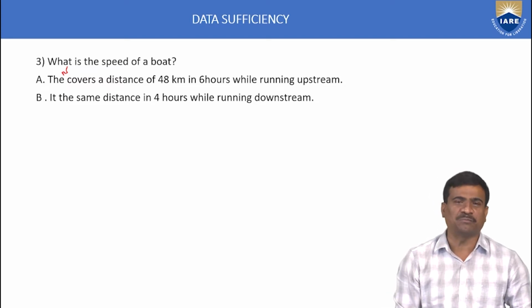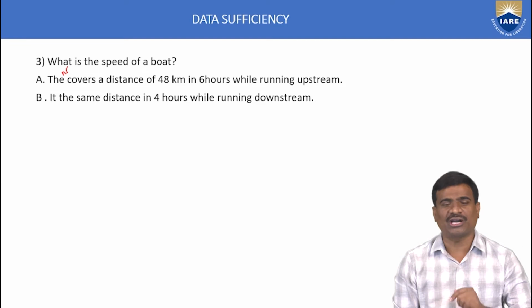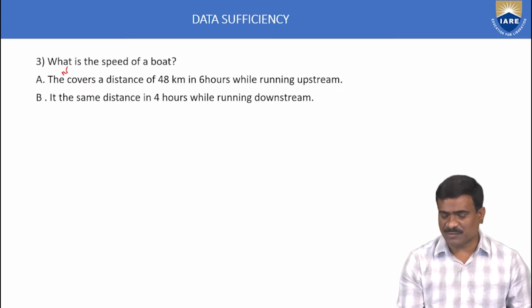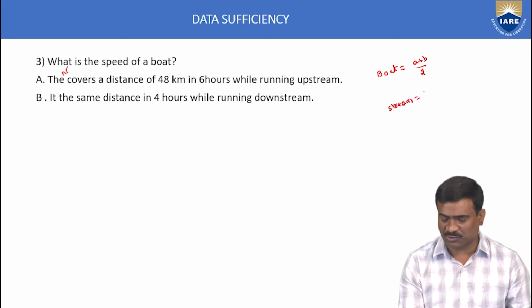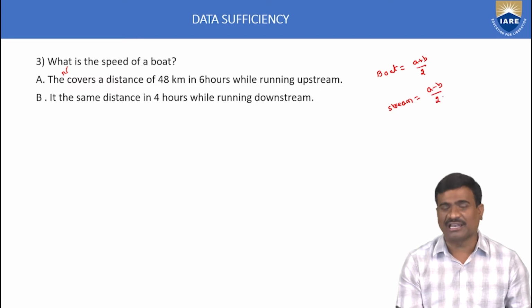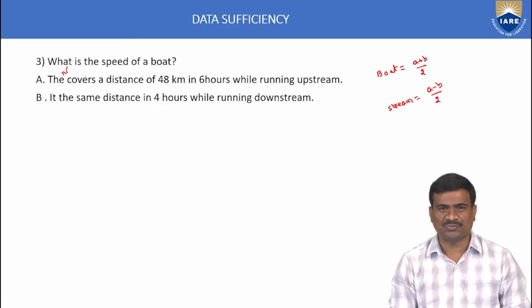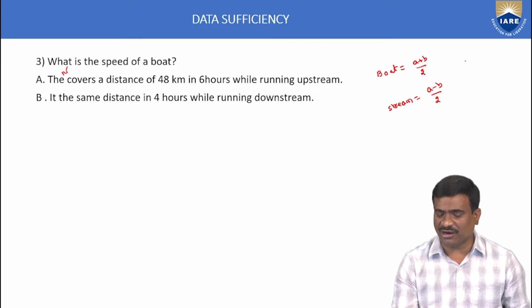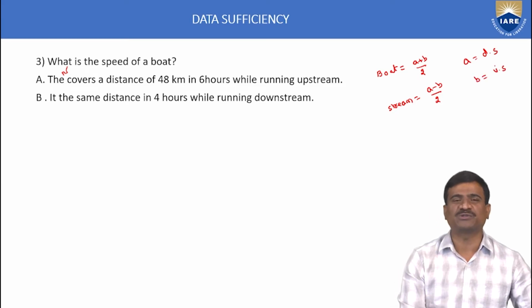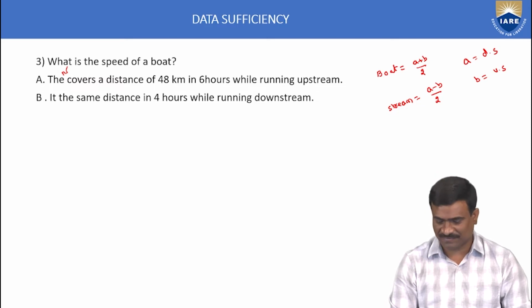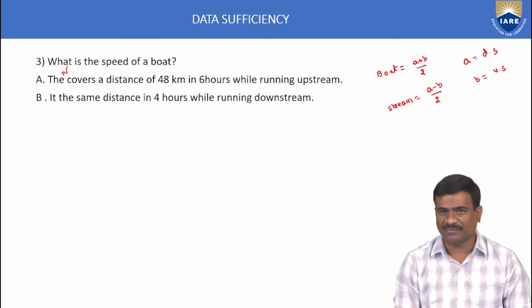Here the application is important. The topic name is boat and stream. We know that the speed of a boat is equal to (A plus B) by 2. Speed of a stream is equal to (A minus B) by 2, where A indicates the speed of downstream and B indicates the speed of upstream. Only the concept of the topic is important. Here calculate A and B.